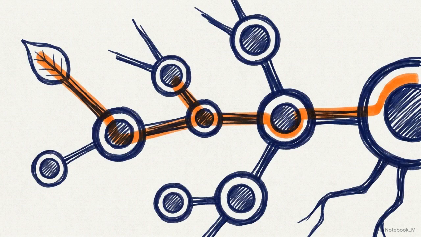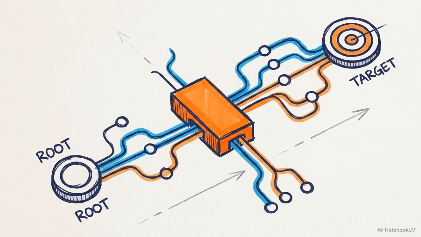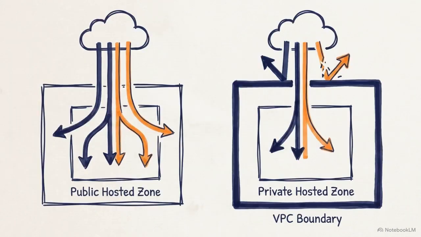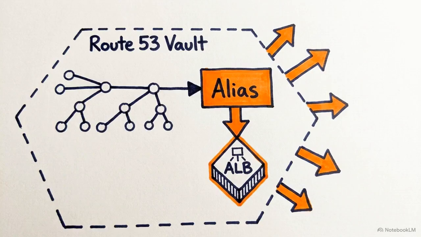We analyzed how the DNS hierarchy is parsed and how authority is delegated to Route 53. We addressed the Zone Apex constraint using alias records to target dynamic cloud resources, and we established hosted zones as the primary containers for isolating public and private traffic. These foundational routing mechanics are the prerequisite for building high-availability systems. In Part 2, we will engineer automated DNS failovers using Route 53 health checks.